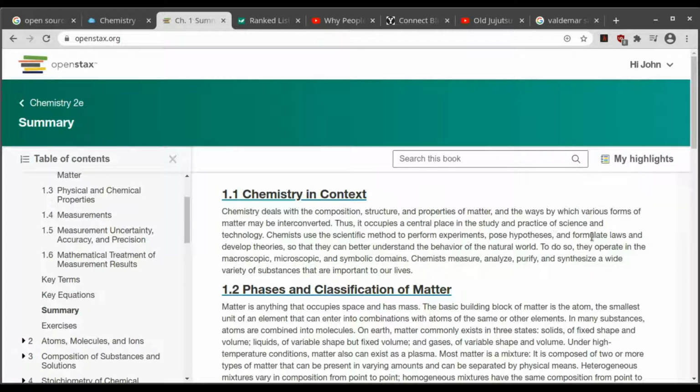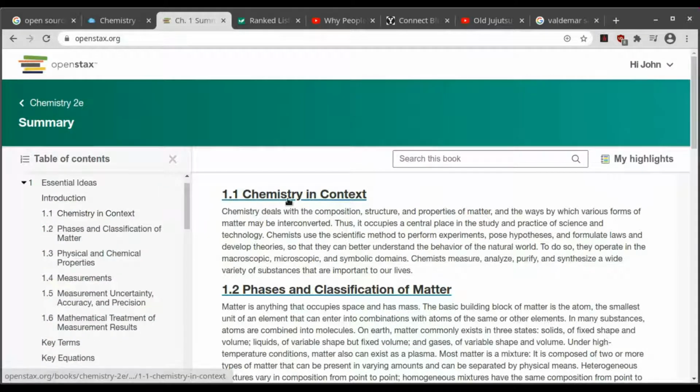They use the scientific method, talk about hypotheses, formulating laws, developing theories, to better understand the natural world, and operating in the macroscopic and microscopic and symbolic domains. And chemists measure, analyze, purify, and synthesize a wide range of substances that are important to our lives. So you know what you're going to be reading, right? You're actually going to learn about the scientific method, hypotheses and theories, microscopic and macroscopic and symbolic domains. So this gives you some ideas from things I'll be delving into in this section 1.1.